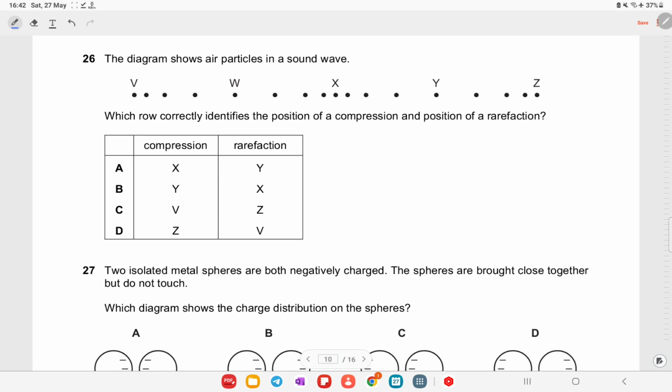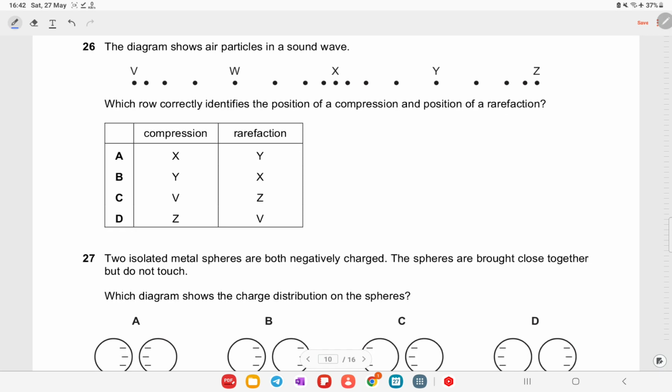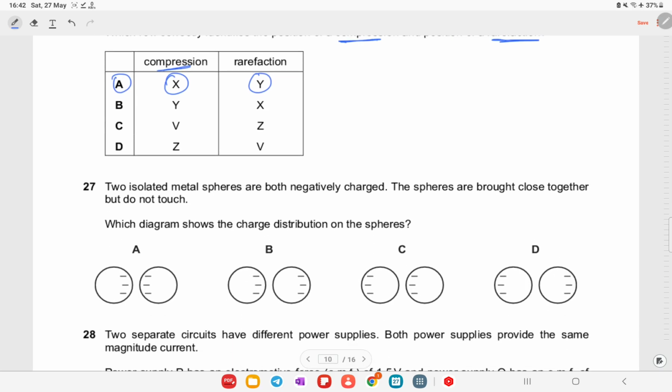The diagram shows air particles in the sound wave V, W, X, Y, and Z. Which row correctly identifies the position of compression and the position of rarefaction? Basically you have to identify the position of compression and rarefaction. In the compression, this is going to be your right answer, because the molecules are getting close together. And in the rarefaction, the molecules, as you can see, are separated out. So option A is going to be the right answer for this.